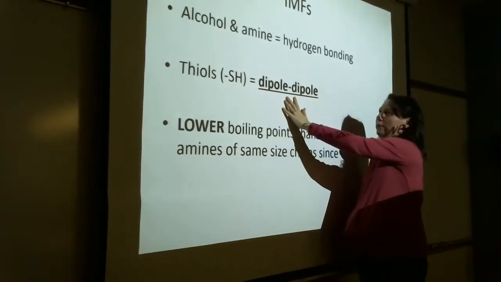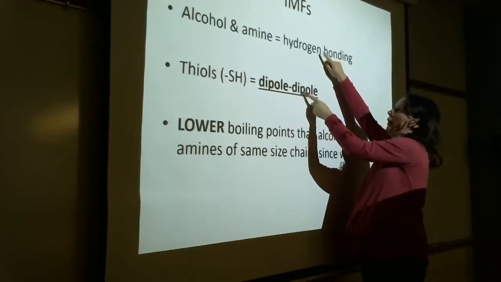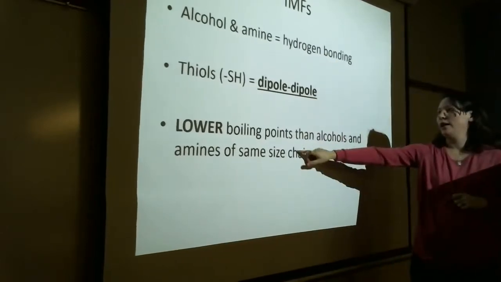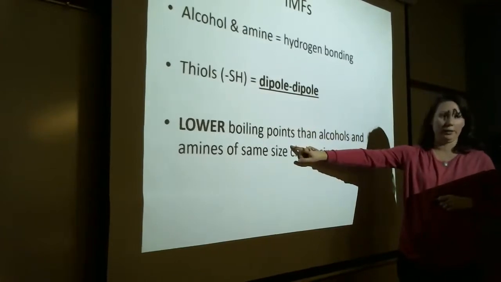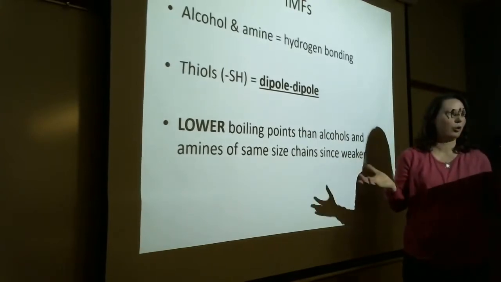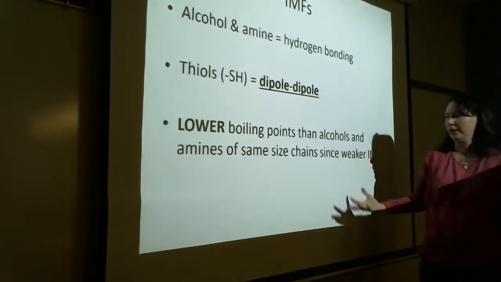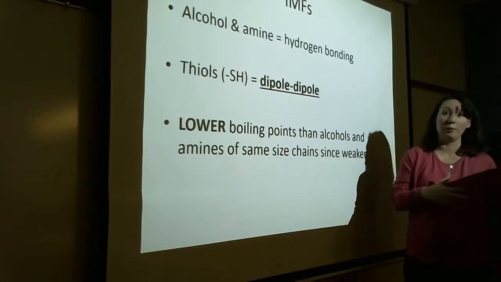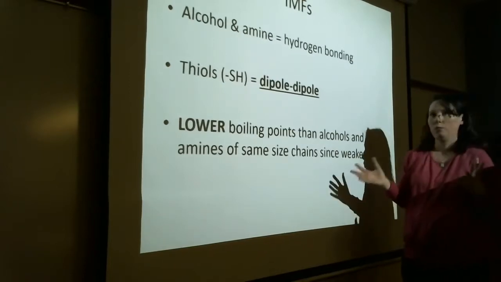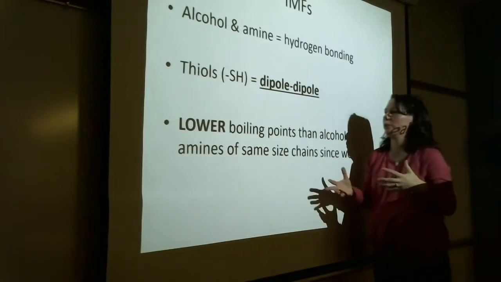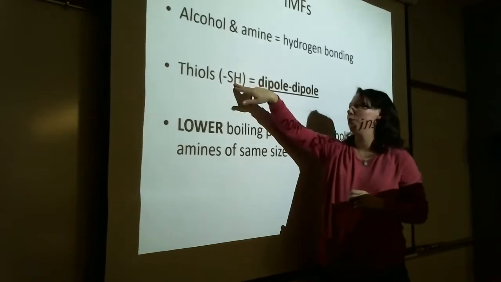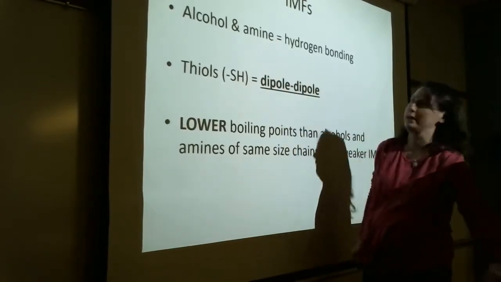So we call it dipole-dipole. Which one of these is stronger in terms of IMFs, hydrogen bonding or dipole-dipole? Hydrogen bonding is stronger. That's why thiols are going to have lower boiling points than alcohols and amines, if they're of the same size. If we're comparing a 10-carbon chain versus a 50-carbon chain, that's not comparable, because the London forces in the 50-carbon chain are significantly stronger than in the 10. But if they're of similar chain length, say both 5-carbon chains, and the only difference is one's got an alcohol and one's got a thiol, the thiol will have the lower boiling point, because dipole-dipole is a weaker intermolecular force than hydrogen bonding.